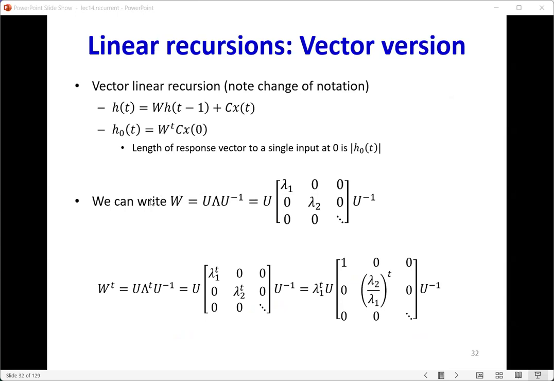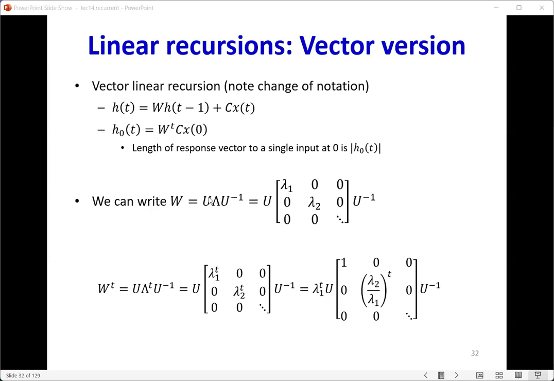Let's consider W. Using eigen decomposition, I can write W as U lambda U inverse. This is just standard eigen decomposition. You're all familiar with eigen decomposition, right? Lambda is a diagonal matrix of eigenvalues. And I'm going to assume without loss of generality that lambda 1 is the largest eigenvalue, lambda 2 is the second largest, and so on. Does this make sense?